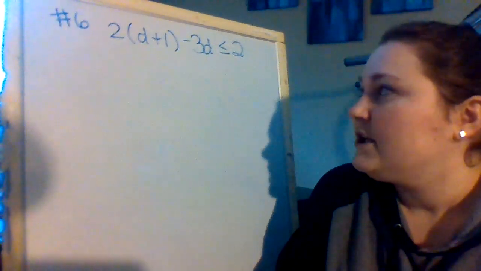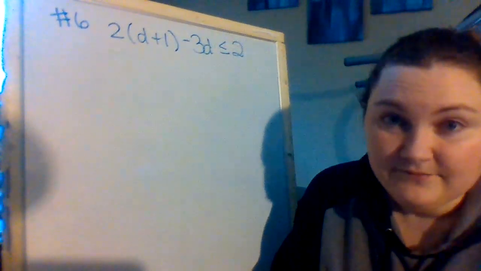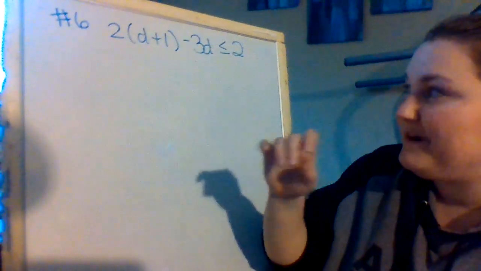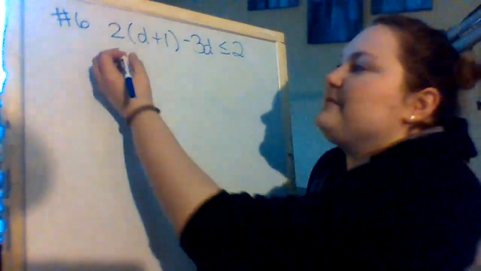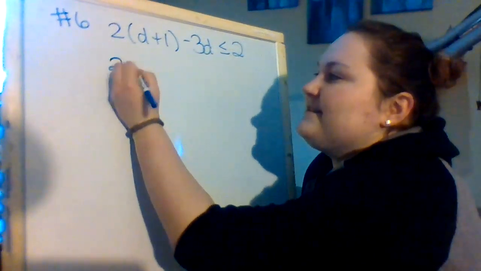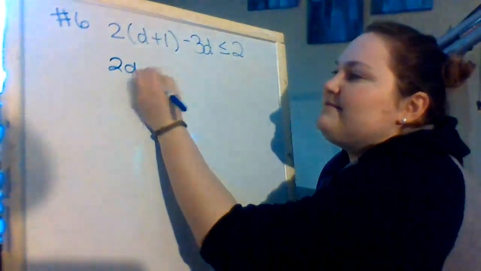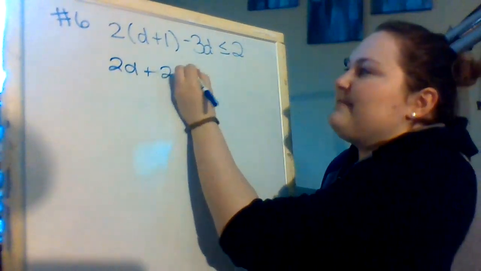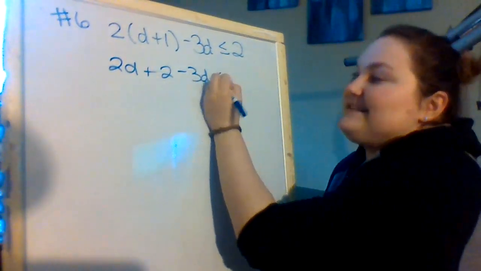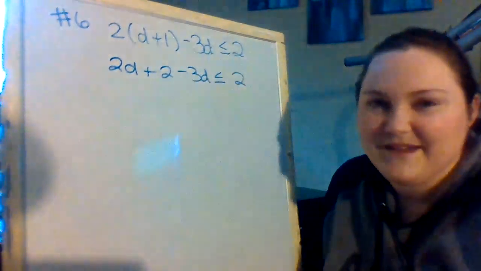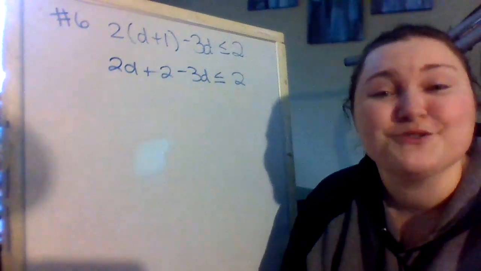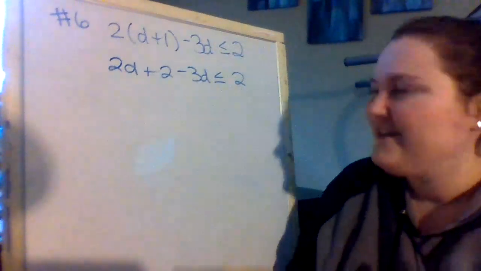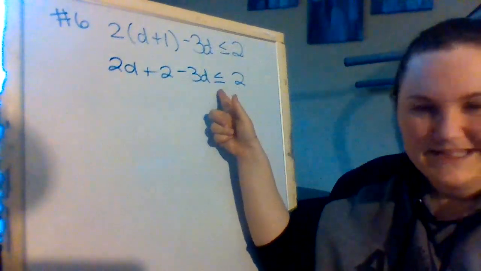Looking at this inequality, the first thing we would want to do is over here with the distributing. So I would start off by saying 2 times d is 2d, 2 times 1 is plus 2, minus 3d is less than or equal to 2. One of the biggest silly mistakes I see students do is they just write equals because you're so used to writing equal signs at this point. So be careful you're keeping the inequality sign.